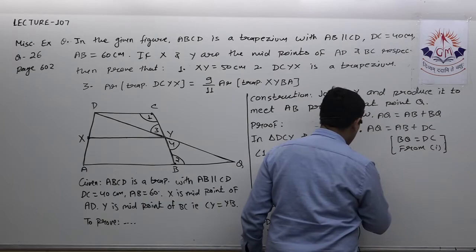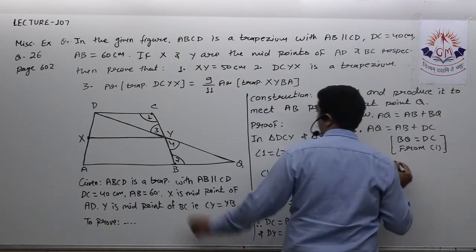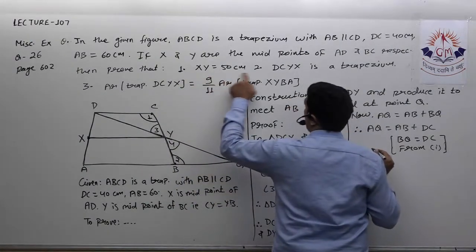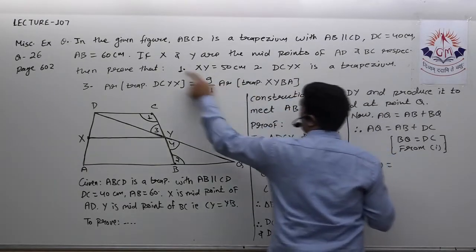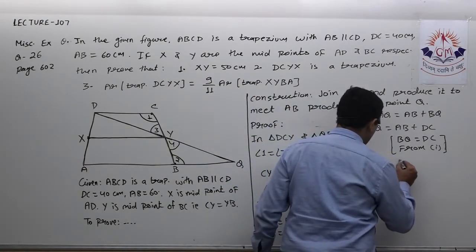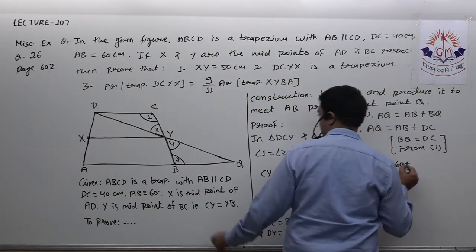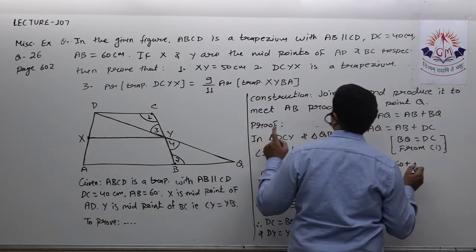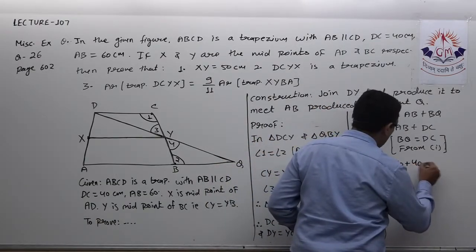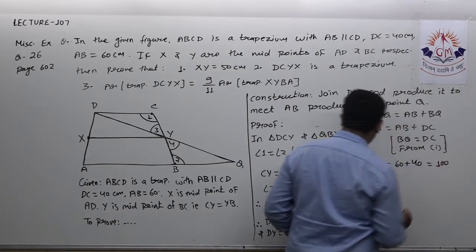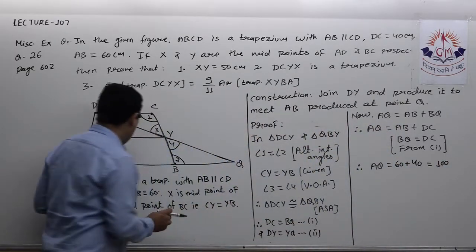Okay, therefore AQ is equal to, now AB is how much? The length of AB is given. How much is it? It is 60. So AB is equal to 60 and DC is equal to 40. Okay, DC is equal to 40, that is 100. So I got the length of AQ.